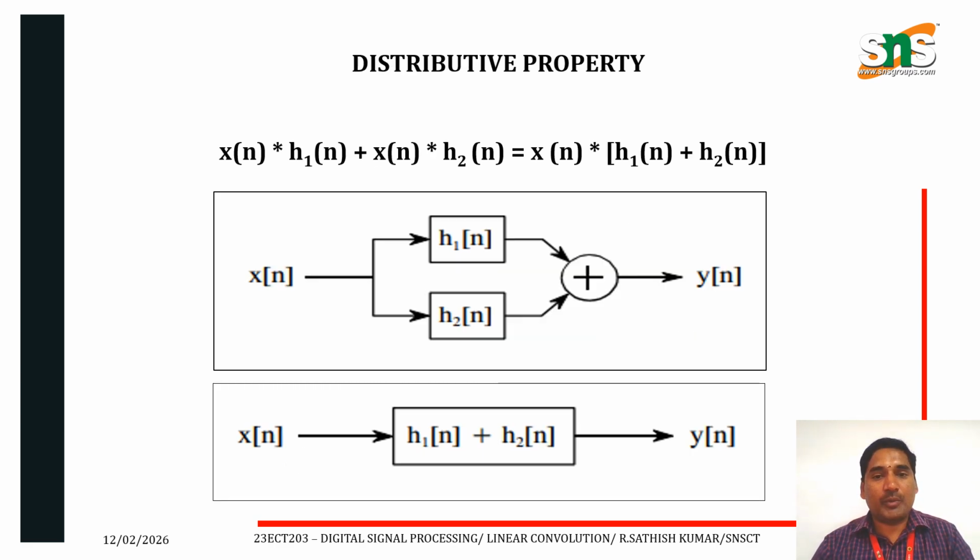Next one, distributive property: x of n multiplied with h1 of n plus x of n multiplied with h2 of n is equal to x of n * (h1 of n plus h2 of n). Adding these two sequences, we get the output y of n. On the right-hand side, the sequence x of n multiplied with h1 of n plus h2 of n also produces the output y of n.